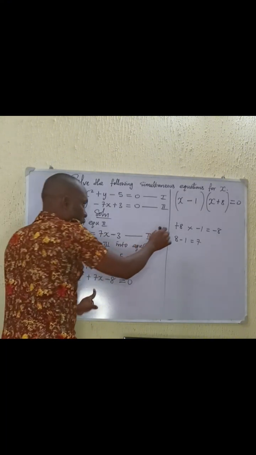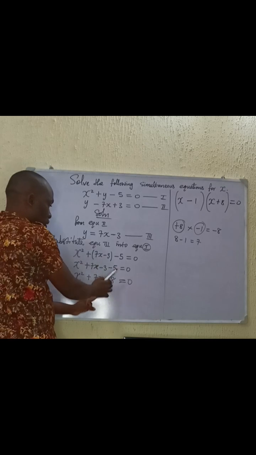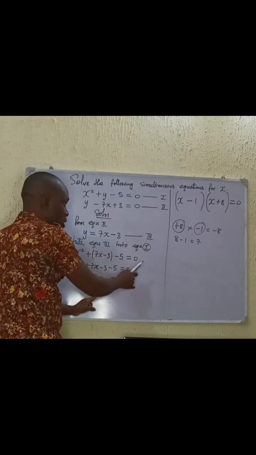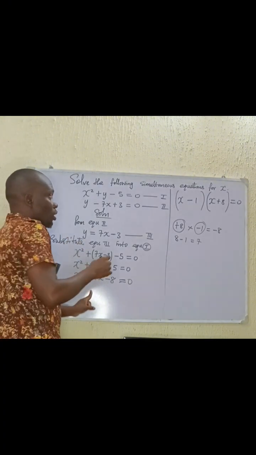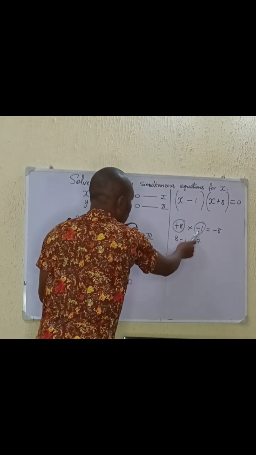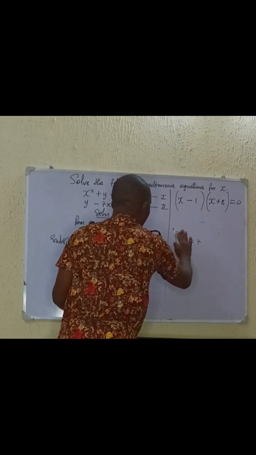The two numbers, this plus 8 and minus 1, if you multiply the two of them, you're going to get the constant. When you add the two of them, you get the coefficient, with their sign inclusive. So the two numbers are what? Minus 1 and plus 8. Simply put them inside this bracket, is equal to 0.